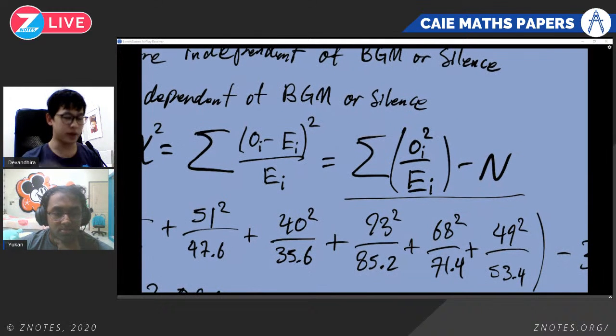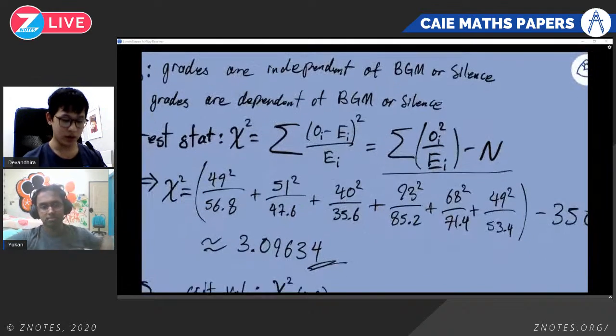Instead of observed minus expected, you only have to sum the observed squared, divided by expected, right here. But at the end, don't forget to subtract the total number of samples. In this case, it's 350. That's what the n here means. Right, so let's do that.